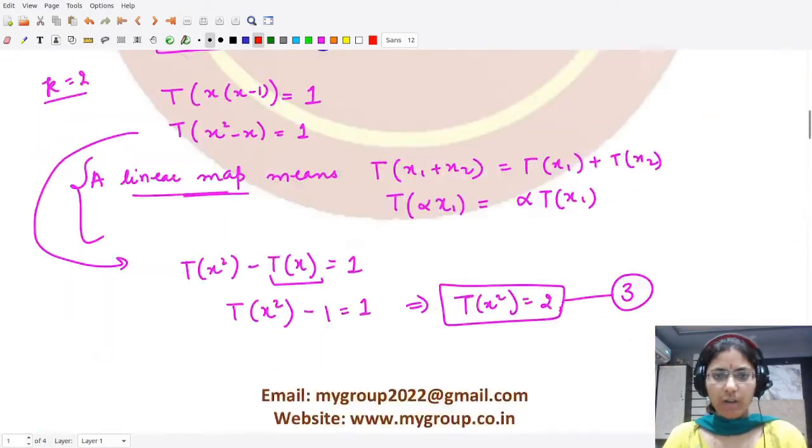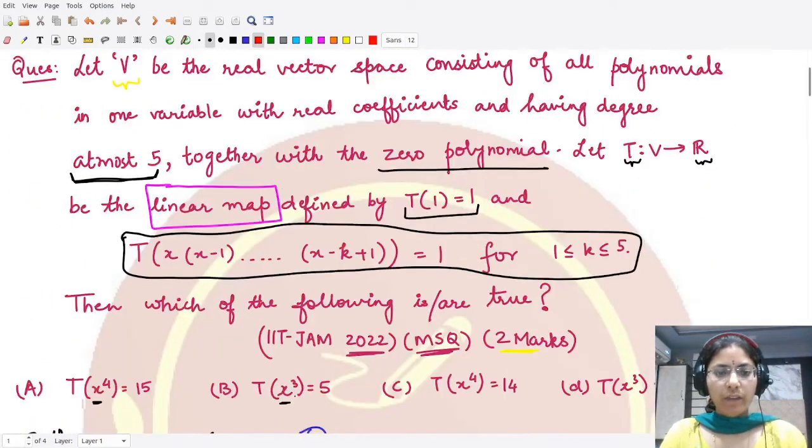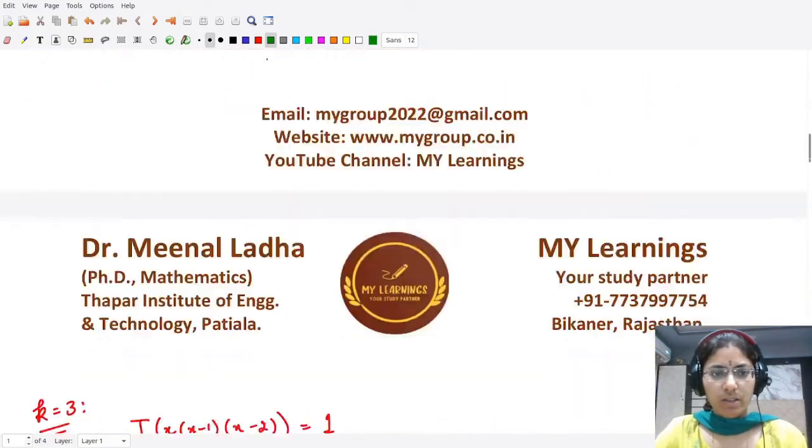And let's have a look at our options. Here you see T of x cube is equal to 5. Option B is one of the correct options, and hence option D is not correct, right? Because the value of T of x cube, we have evaluated to be 5. Now in order to get x power 4, we have to do it once more. So let's do the calculation once more.